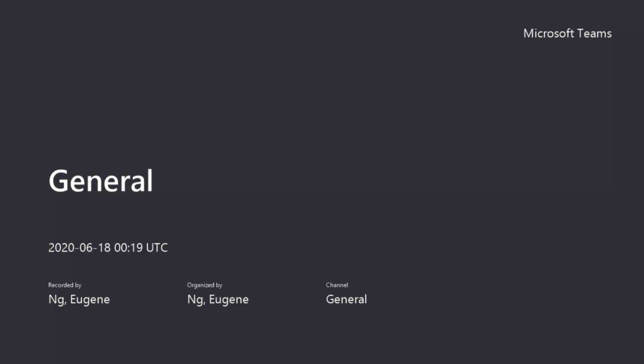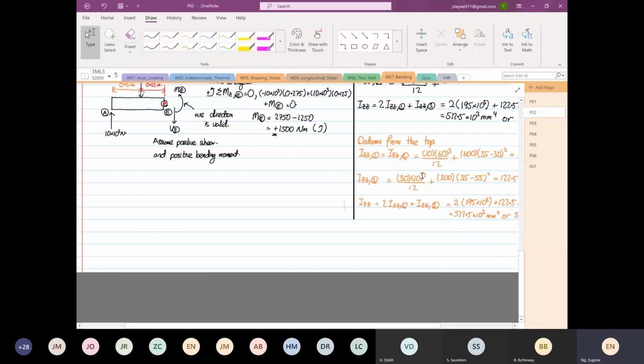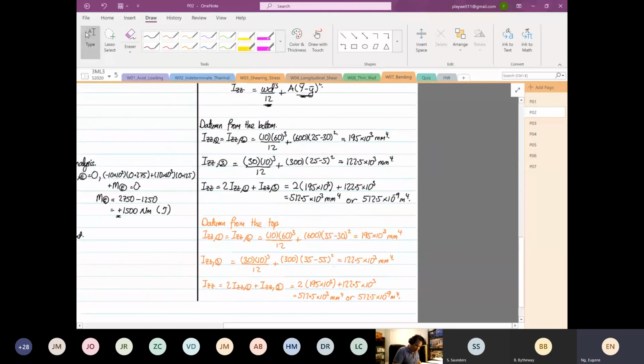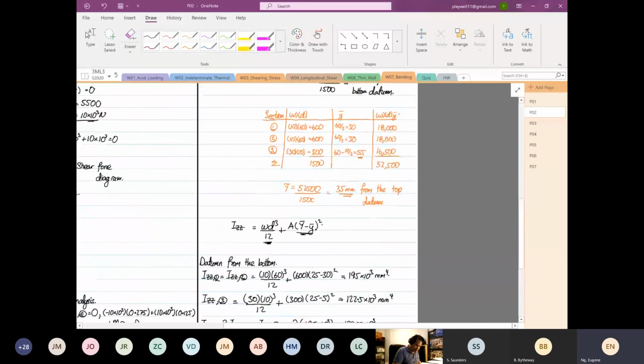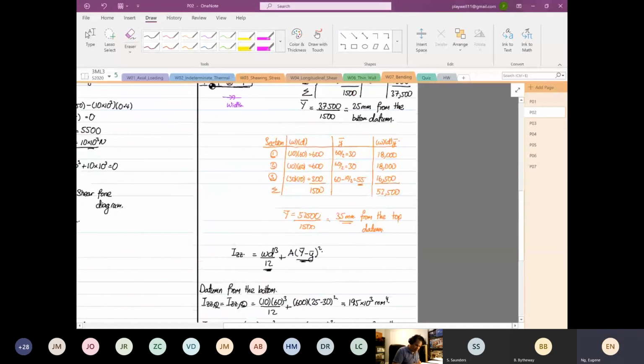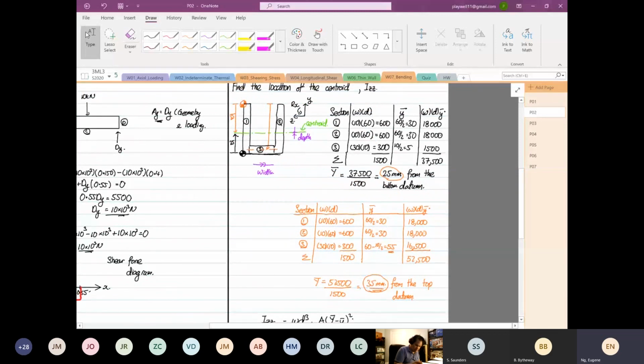So where we finish off from the break, I've just shown you that you can take second moment of area either from the top or from the bottom. Your answer will be the same. No doubt your centroid distances are different, but this is because of where your datum is. If you look at your datum, it's exactly pointing at the same line.